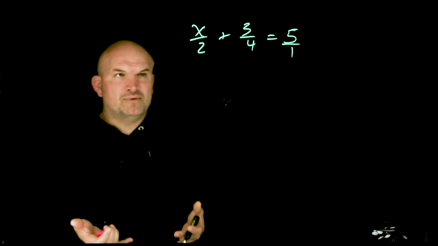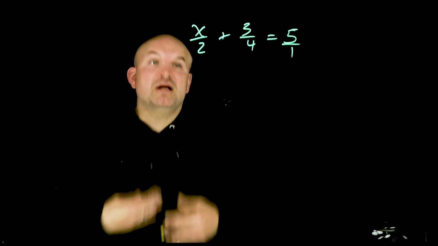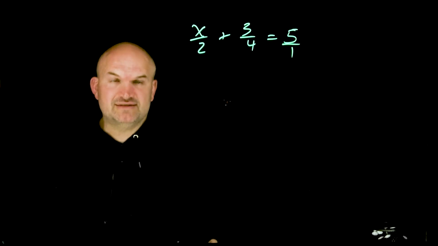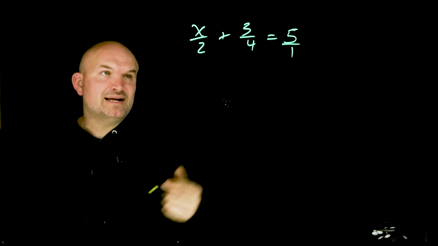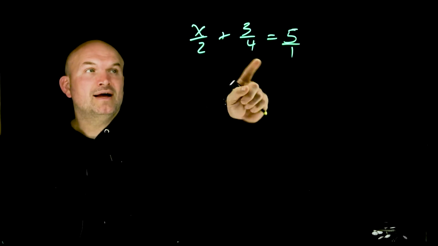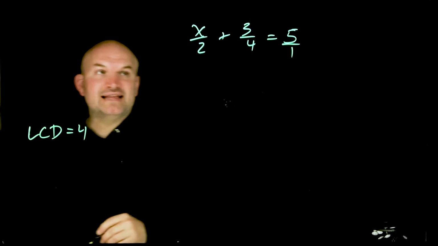But we don't want to pick any number, right? We don't want to pick like 20 or 40 or 100. We want to pick the smallest number that 2 and 4 evenly divide into. And if you think about the multiples of 2 and 4, hopefully you can recognize that 2 divides into 4 and 4 divides into 4. So that is what we call our least common denominator. That is going to be 4.